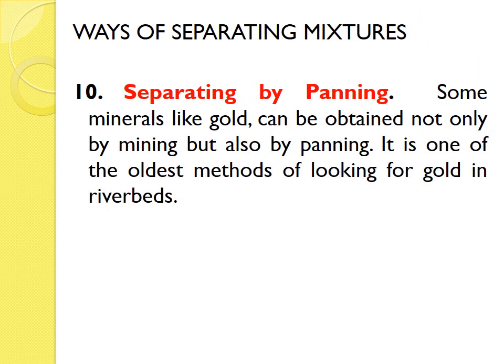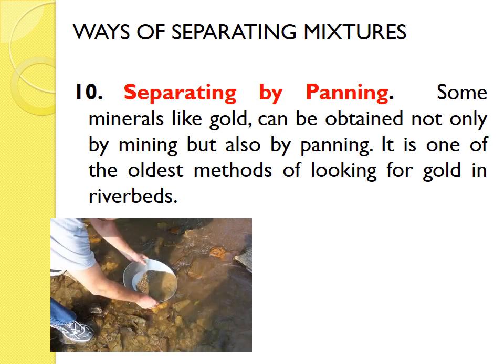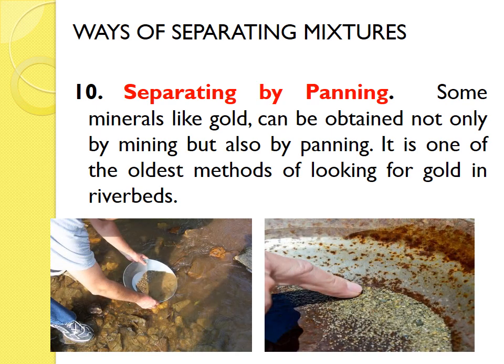Next is separating by panning. Some minerals like gold can be obtained not only by mining but also by panning. It is one of the oldest methods of looking for gold in riverbeds. So this is an example of gold panning, which is done in northern Luzon. In the second picture, you can see the dust of gold, which is then collected and sold in the market.